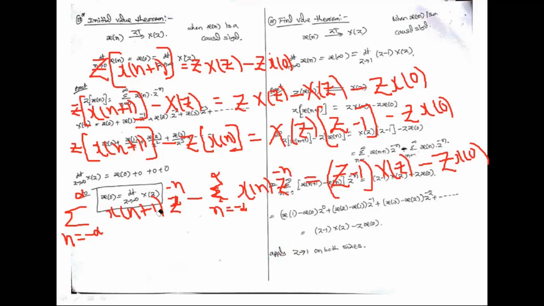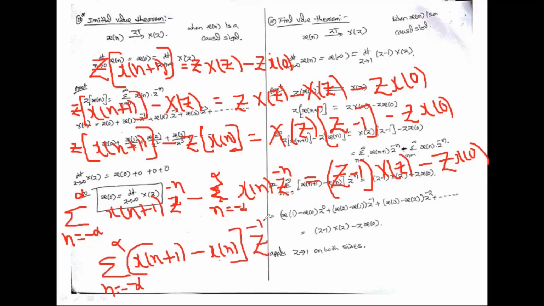See, in these two functions, the sum is common and the z power minus n is also common. Take that as a single term: sum of n equal to minus infinity to infinity, x of n plus 1 minus x of n as one signal, z power minus n. This is equal to z minus 1 x of z minus z into x of 0. Okay. Now expand this function.